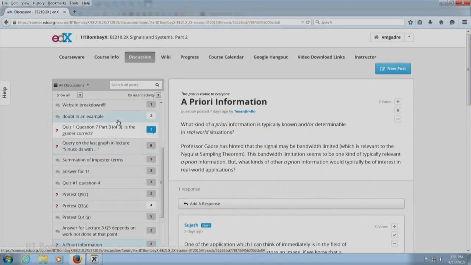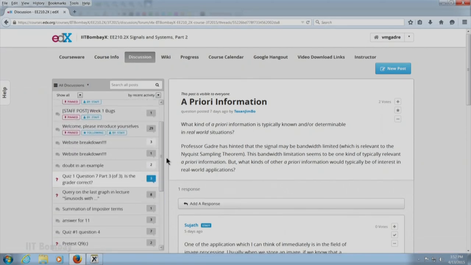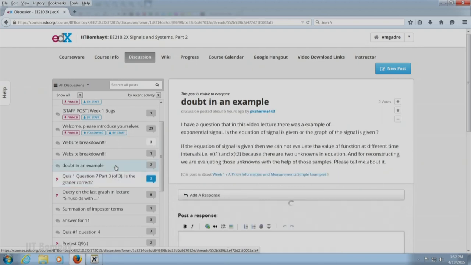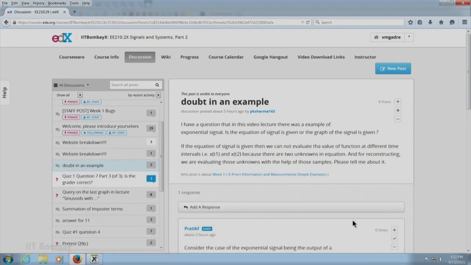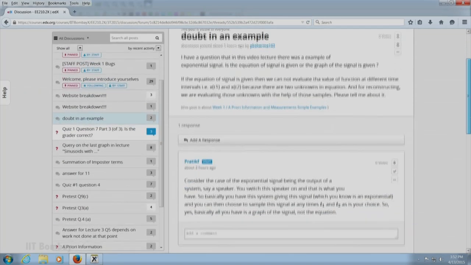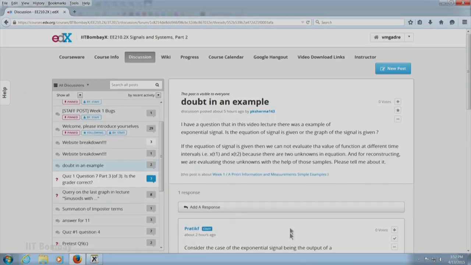So, you see, one person has asked a question. This is PK Sharma 143. He asked a question in one of the video lectures, in week 1, a priori information and measurements, simple examples. I have a question that in this video lecture, there was an example of an exponential signal. Is the equation of a signal as given or the graph of the signal as given?